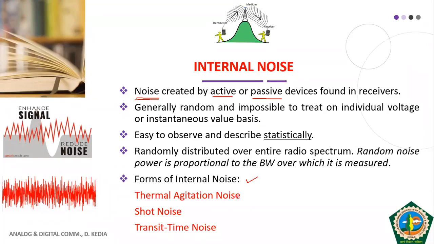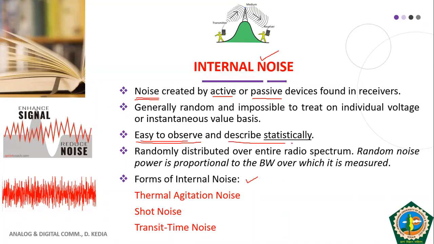We have three kinds of internal noise: one is thermal agitation noise, another is shot noise, and third is transit time noise. But before we move to those types of noise, we should talk about one or two general conceptual things related to internal noise. As I told you, in case of external noise, its nature is difficult to predict and it cannot be quantified, meaning we cannot easily represent external noise with some mathematical expression. Whereas internal noise is easy to observe.